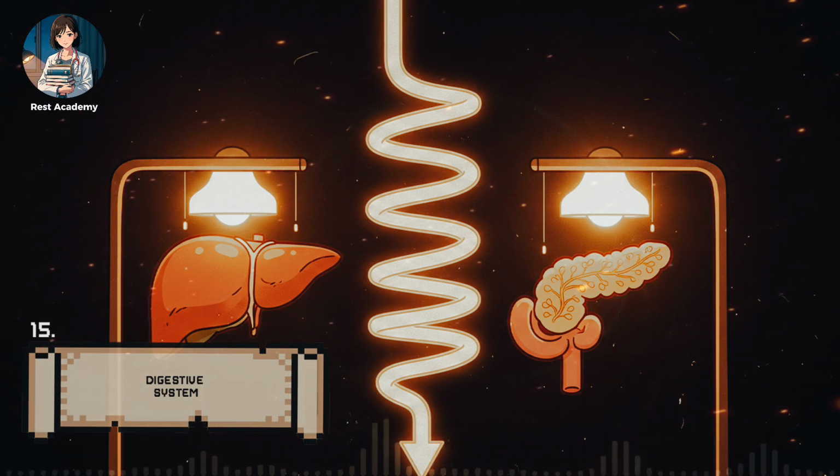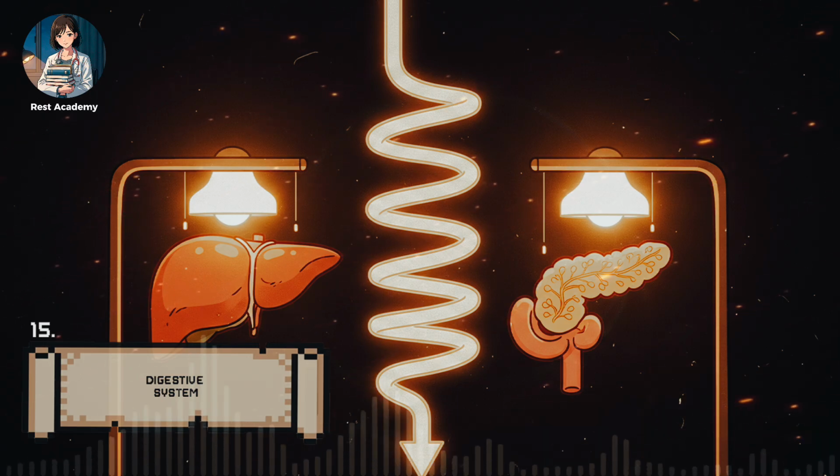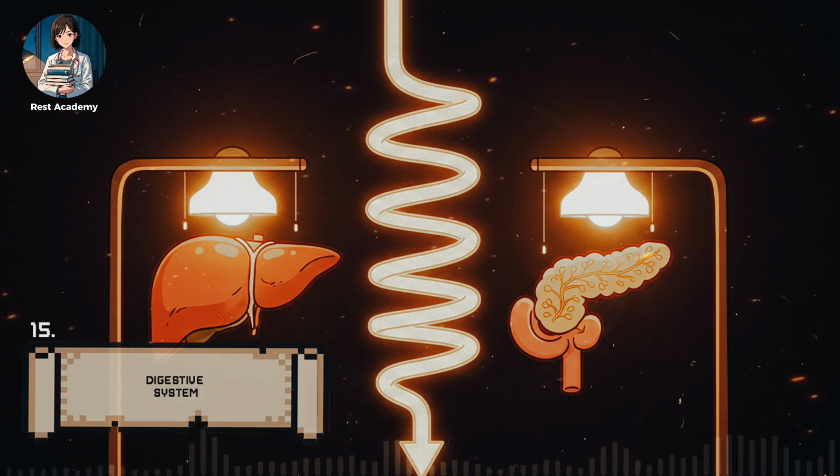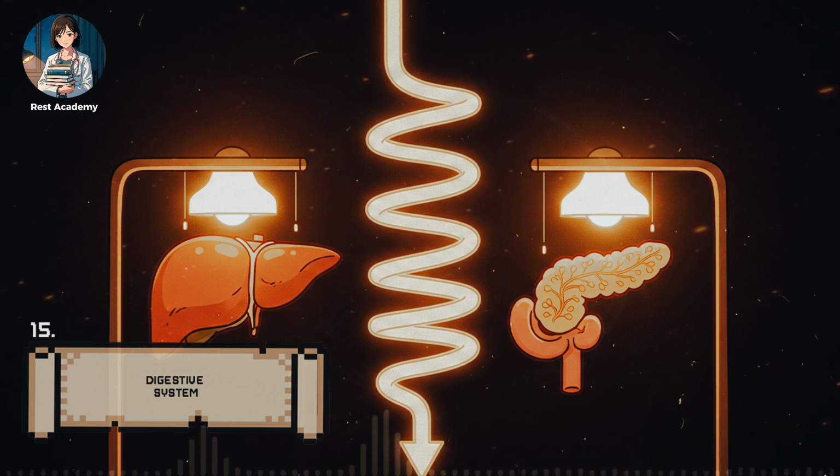Rugae allow expansion. Wall has 3 muscle layers, longitudinal, circular, oblique, mixing contents into chyme. Gastric glands secrete acid, pepsinogen, and intrinsic factor. Pyloric sphincter meters emptying. The small intestine continues digestion and absorbs.